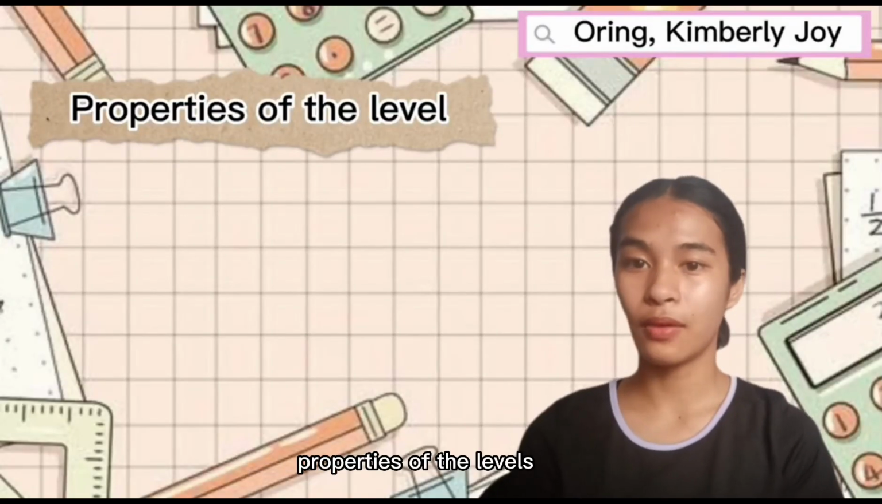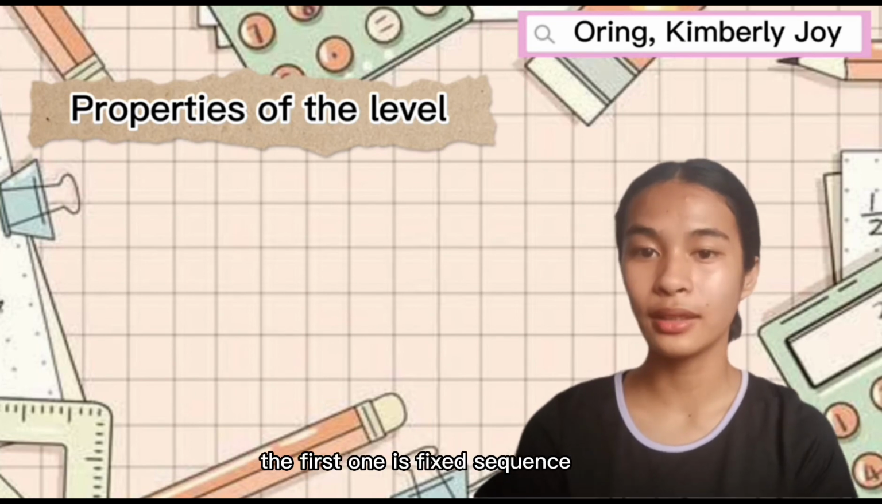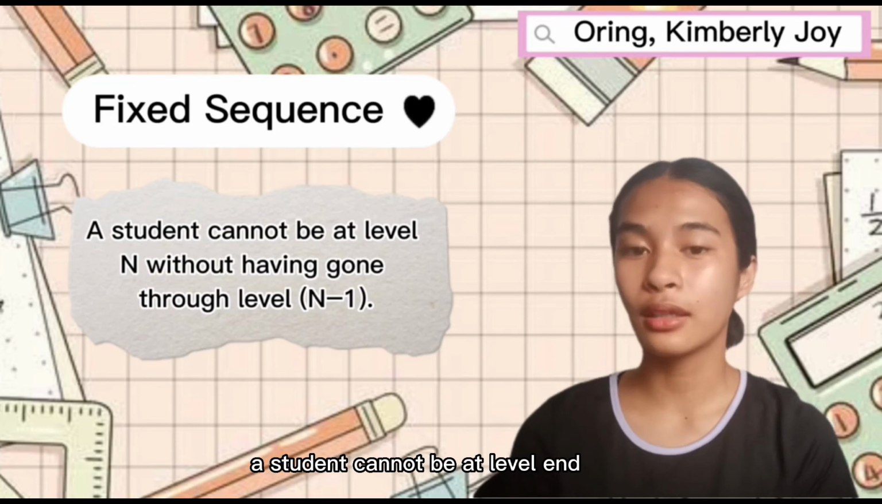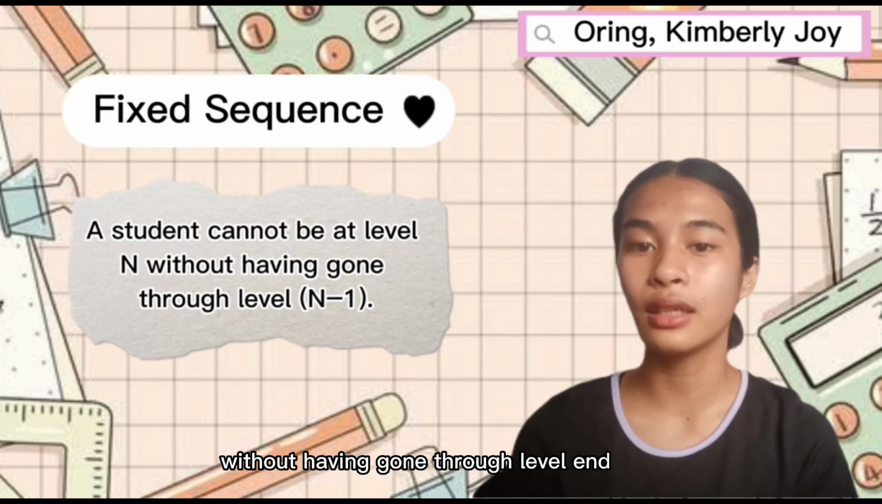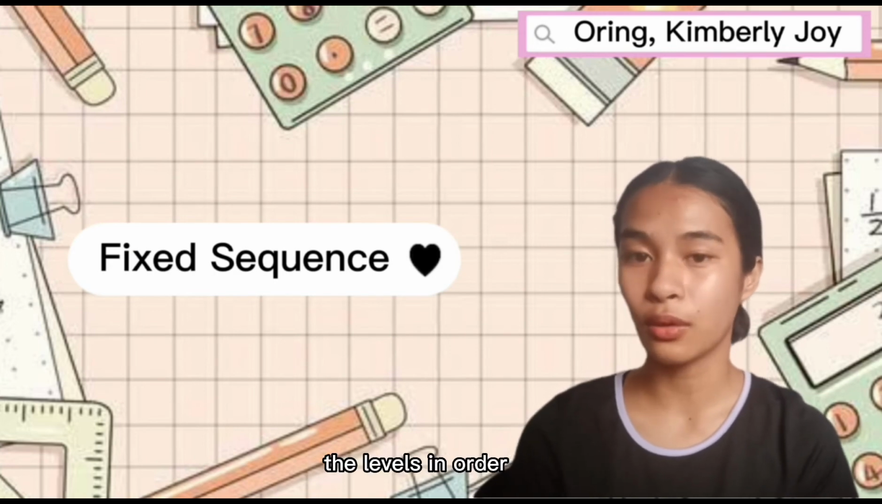Properties of the levels. The levels have 5 important characteristics. The first one is fixed sequence. A student cannot be at level n without having gone through level n-1. Therefore, the student must go through the levels in order.